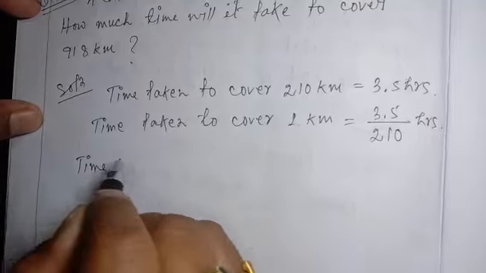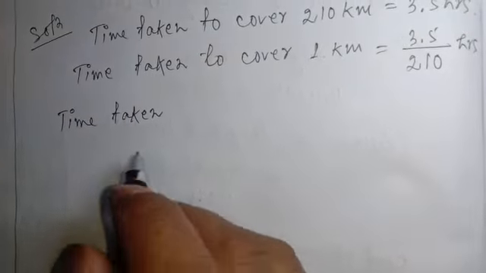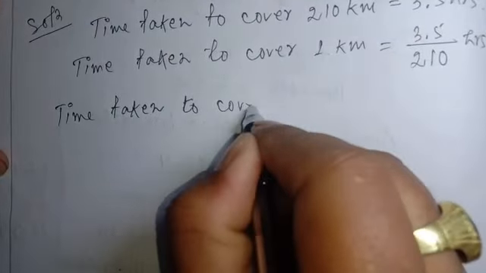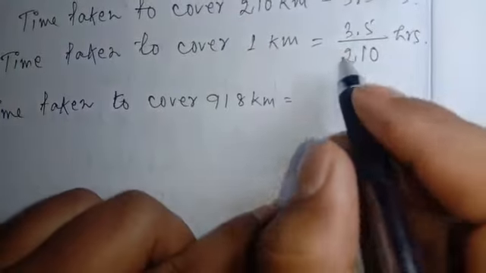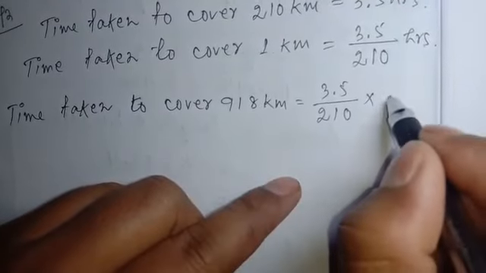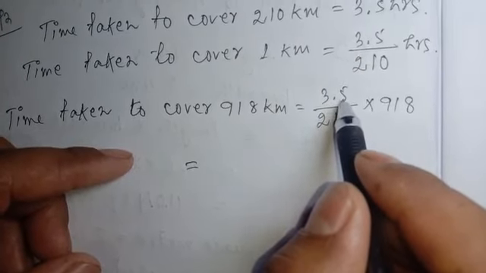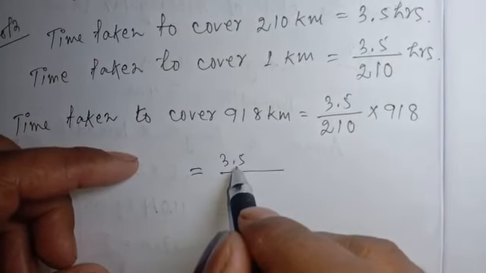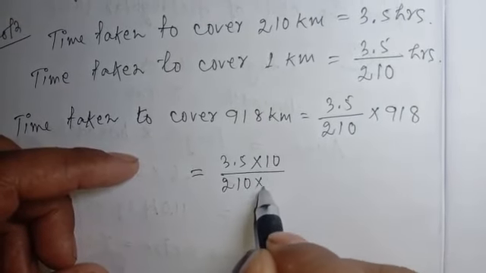Time taken to cover 918 kilometers. 3.5 by 210, you multiply with this 918. Here is a decimal point in this number. We have to remove this decimal point. If you want to remove this decimal point, you multiply with 10. If you are multiplying with 10, the same number, you need to multiply it down.